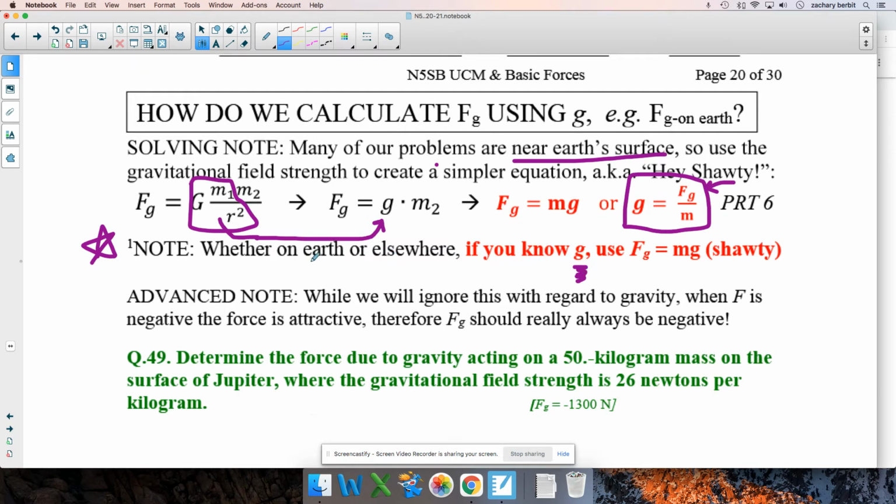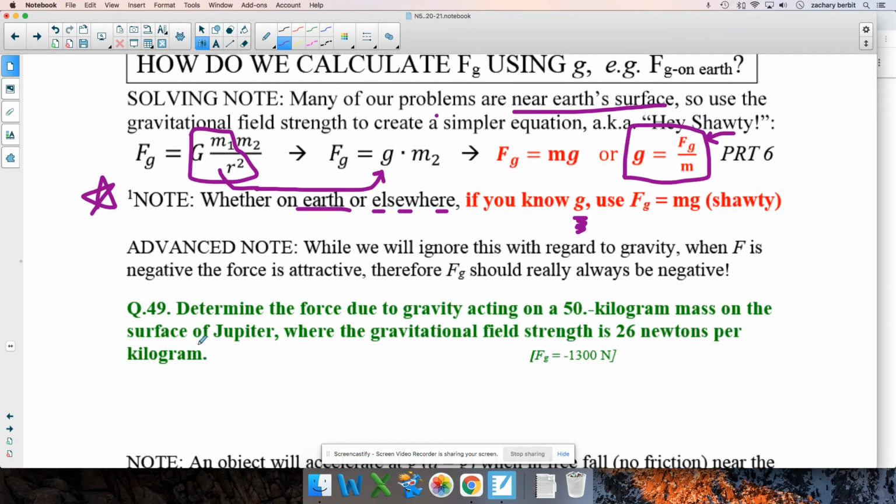So when I say or elsewhere, if you're on Earth, you know it. 9.81, we've been using it. If you're elsewhere, that means like if you are here, boom, you're on Jupiter, and they tell you the gravitational field strength is 26 newtons per kilogram. Well, now you know it. If you know it, you call on that shouty. And that makes your life much easier.